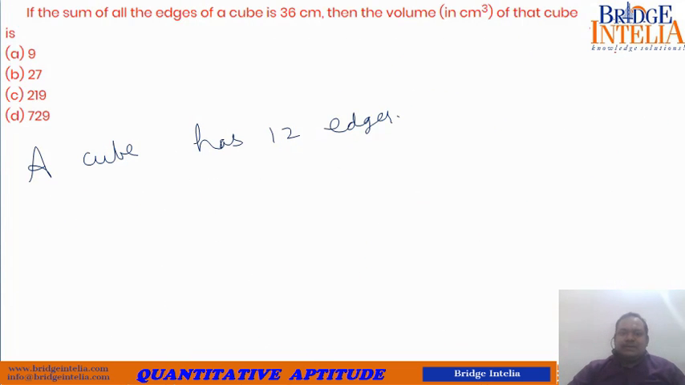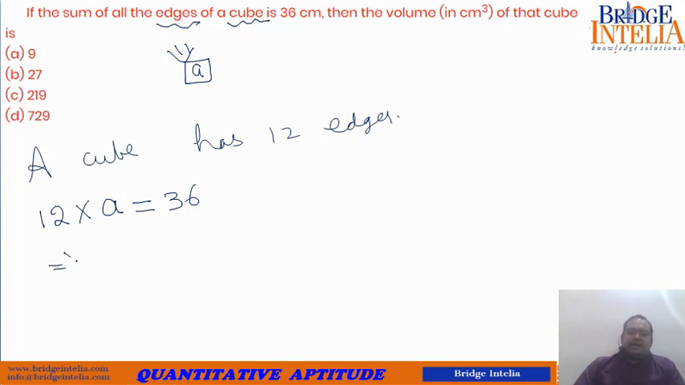So what is being said? If the sum of all the edges of a cube is 36 centimeter. Since it is a cube, all the edges are of the same size. So if I assume the length of one edge to be equal to a, the total length of 12 edges will be equal to 12a. So this is given as 36.